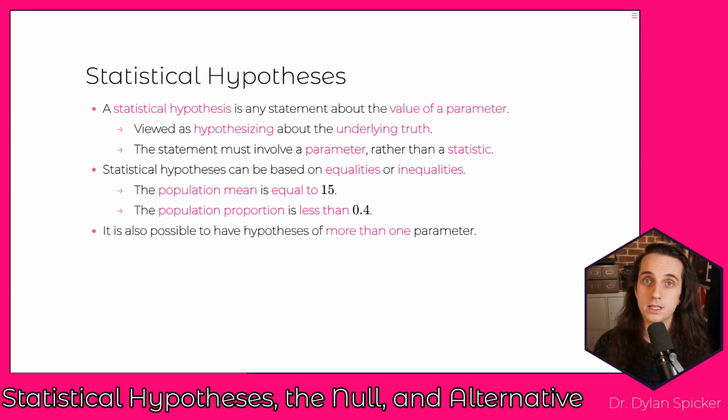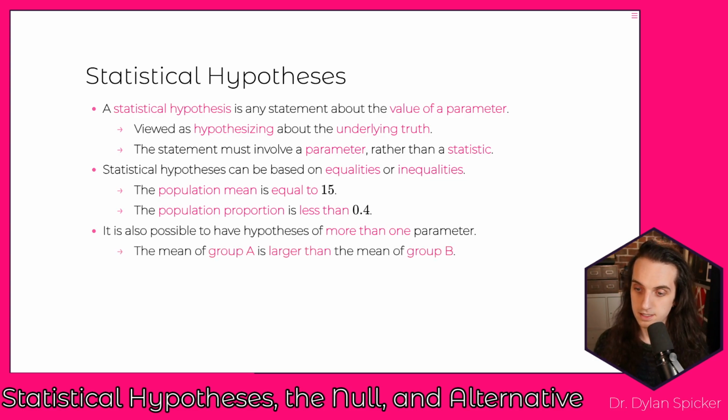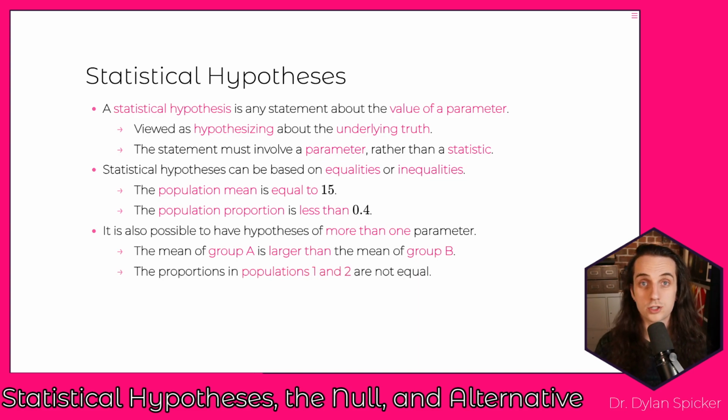Now, it's going to be possible to have hypotheses that have more than one parameter in them. You could think about, the mean of one population is greater than the mean of another population, for instance. So we're going to be able to make statements that involve more than a single parameter. But again, they have to be about parameters, right? So the mean of group A is larger than the mean of group B. The proportions in populations 1 and 2 are not equal, right? All of these are still statements about parameters, but here now we have statements about two parameters at any given point, right? As long as it's a statement about the value of one or more parameters, then we're thinking about that as a statistical hypothesis.